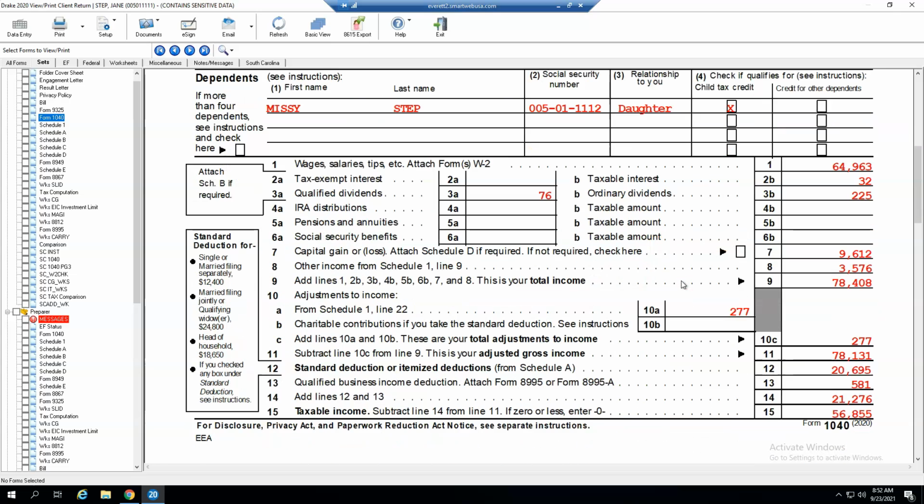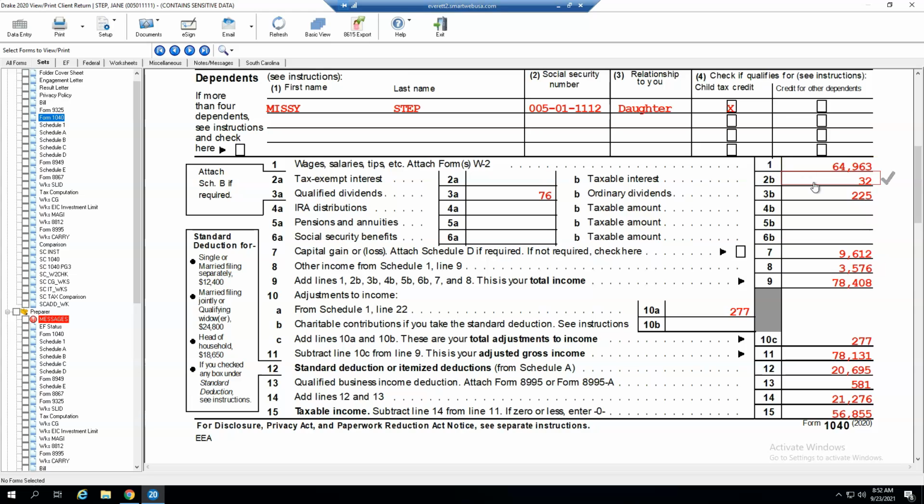Now let's get to the numbers. All right, so Jane here had $64,963 in W-2 income. In the case of a married couple filing jointly, this number would equal all the W-2 box 1 numbers. So whether you have multiple jobs or you have two spouses working, if you add up all the numbers in box 1, it should equal this number right here on line 1, okay?